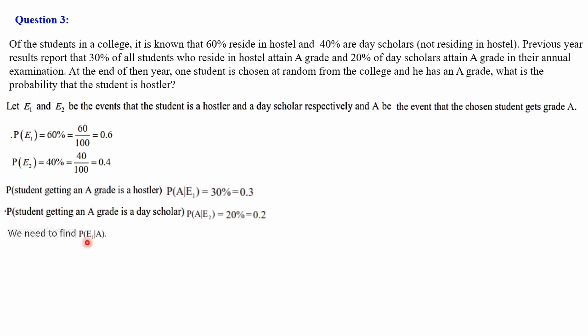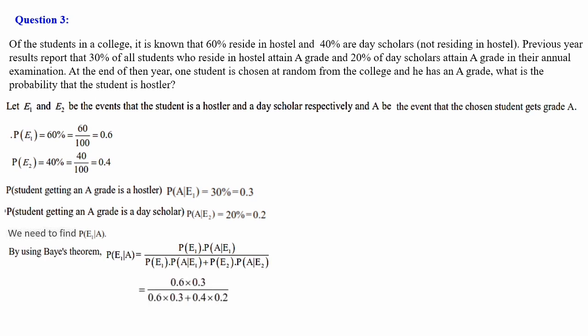So P of E1 given A. The condition given to you is that he or she has an A grade. Given that, we have to find the probability that he or she is a hosteler. By using Bayes theorem, P of E1 given A is equal to P of E1 into P of A given E1 divided by the total probability. That is P of E1 into P of A given E1 plus, since two events are there, E2 also, P of E2 into P of A given E2.